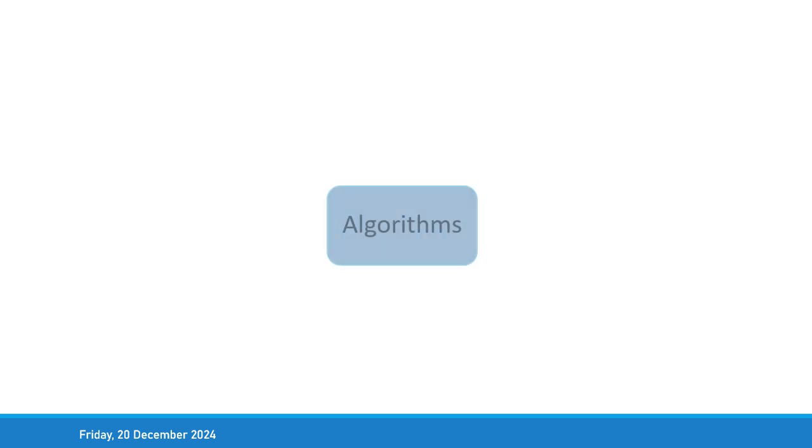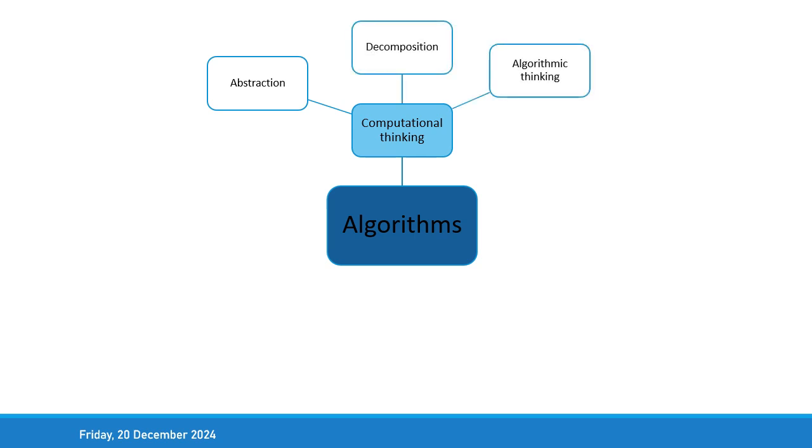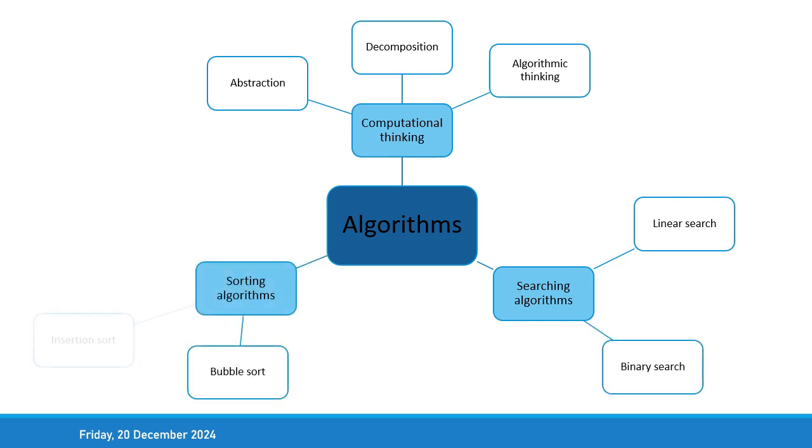In last week's lesson, we talked about how computers, or anybody, can use computational thinking, abstraction, decomposition, and algorithmic thinking to solve problems. Today, we're going to talk about how a computer is solving a problem of searching for something using a linear search and a binary search. And next week, we'll start talking about sorting algorithms too.